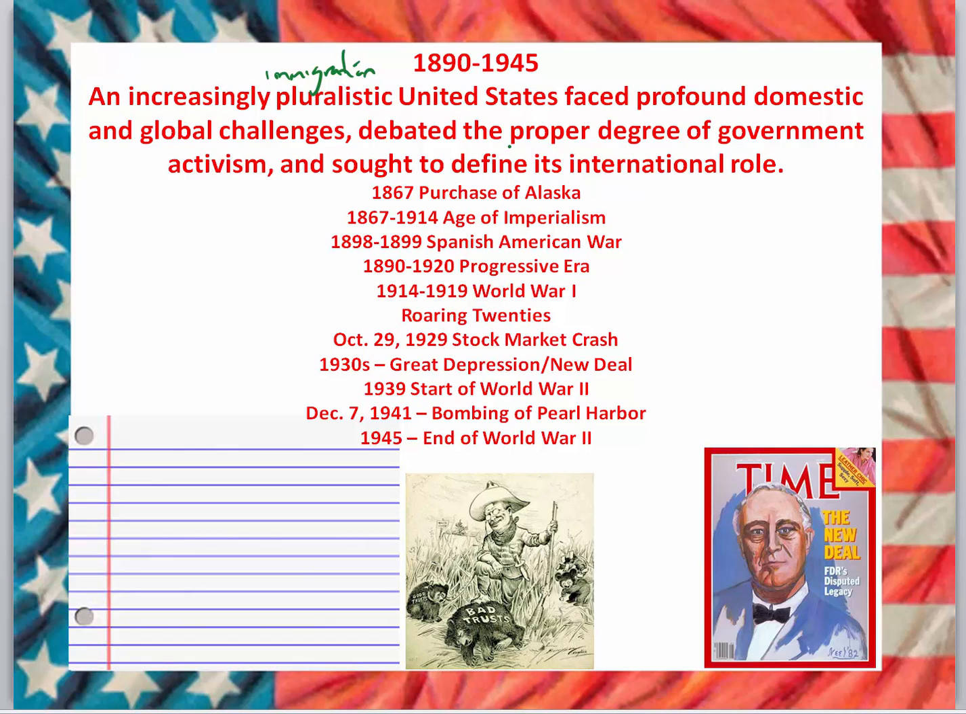We have imperialism, we have the Progressive Era, World War I, Roaring Twenties, stock market crash, Great Depression, World War II. That's a very basic overview. I started with 1867 because we did purchase Alaska. That was referred to as Seward's Folly during the presidency of Andrew Johnson. And the purchase was referred to as Seward's Folly because they mocked him for buying a big icebox, turned out to have gold and oil.